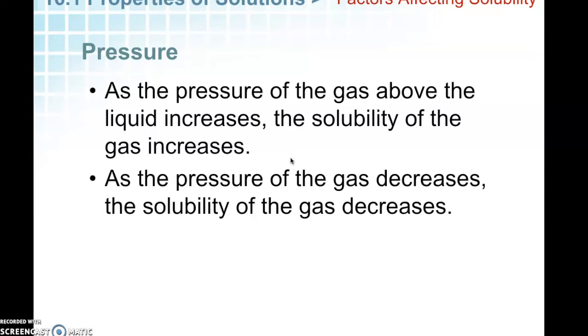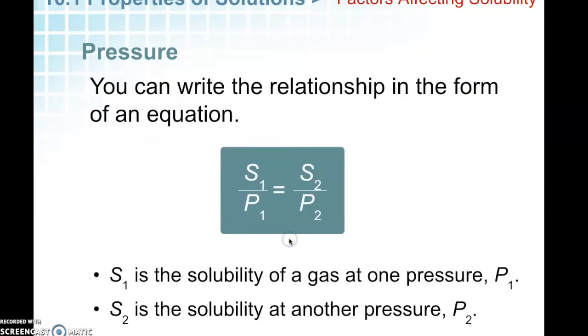And then vice versa. As the pressure of the gas decreases, more gas comes out of solution and the solubility decreases. And here's Henry's law in numerical form, with S being solubility and P being pressure.